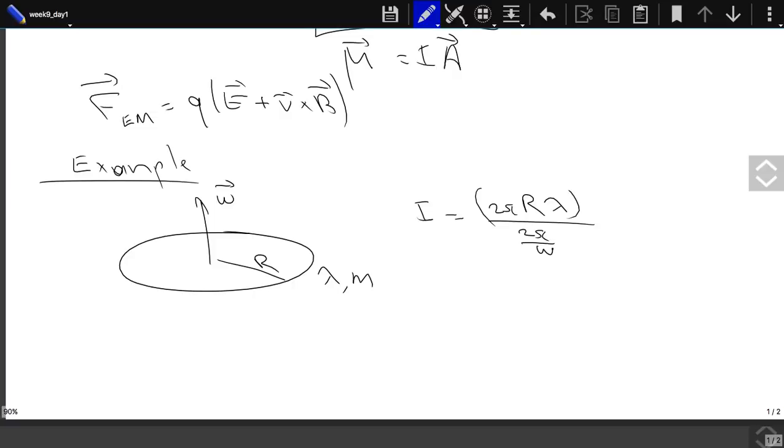In one full turn, the angle changes by 2 pi. So the 2 pi's we can just cancel. This is omega r times lambda. This is the current running through my system. Or we could have just as well said the current density, which we had already discussed, should be the velocity times the charge density. So this is the velocity, the speed of the object. Since this is just an infinitesimally thin ring, the current is just the speed times the charge density.